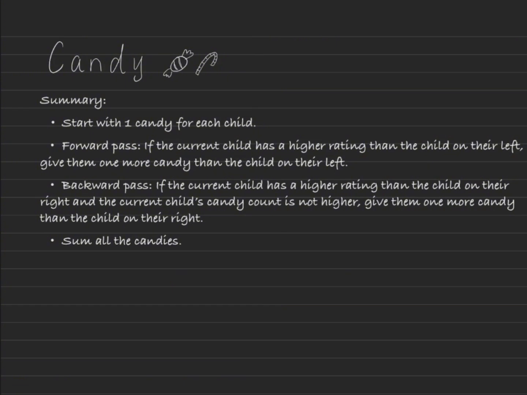In summary, we start with 1 candy for each child. We'll conduct 2 loops across the candies list. We first do a forward pass, which means that if the current child has a higher rating than the child on their left, give them 1 more candy than the child on the left. Then we do a backward pass. If the current child has a higher rating than the child on their right, and the current child's candy count is not higher, then give them 1 more candy than the child on their right. In the end, we sum all the candies.